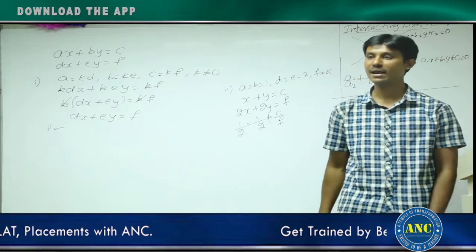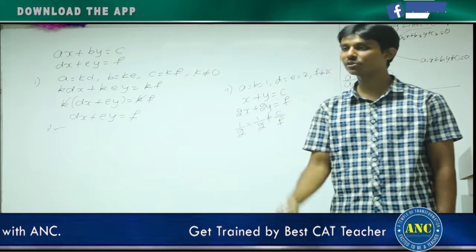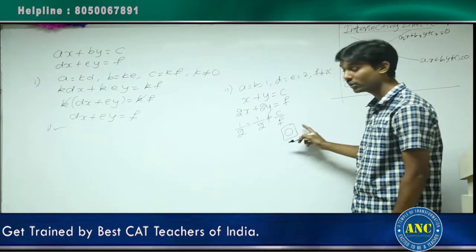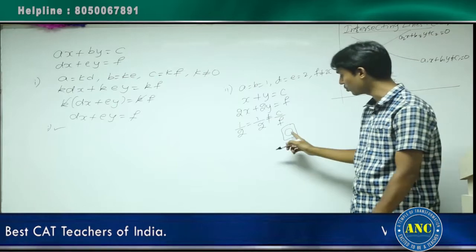It is a case of parallel lines. Parallel lines will have how many solutions? Zero. Zero solutions. Zero is the answer. That means zero is one value. You are getting a unique value.